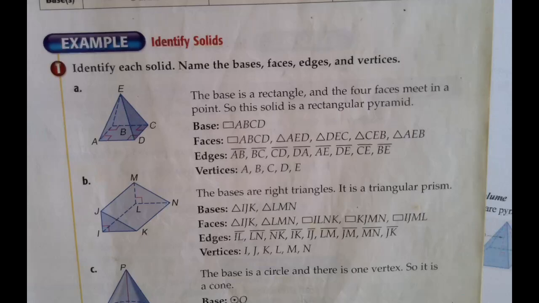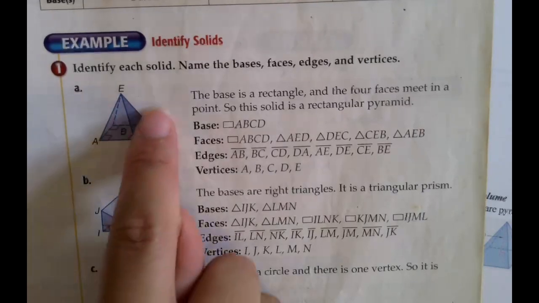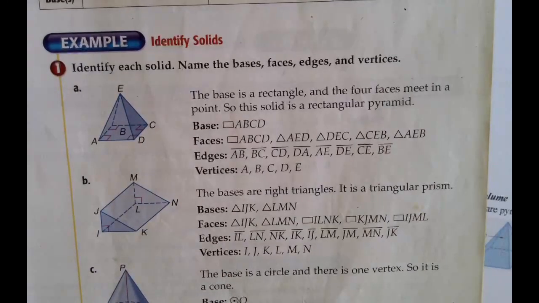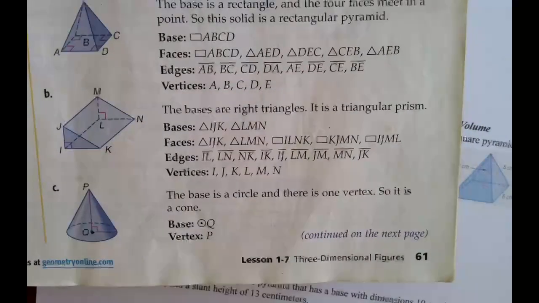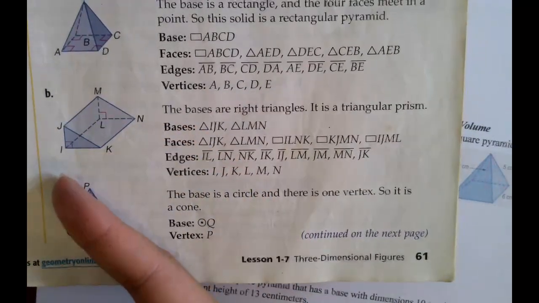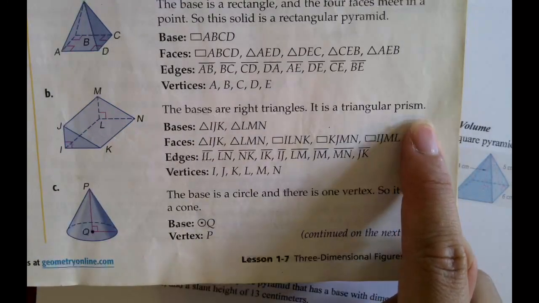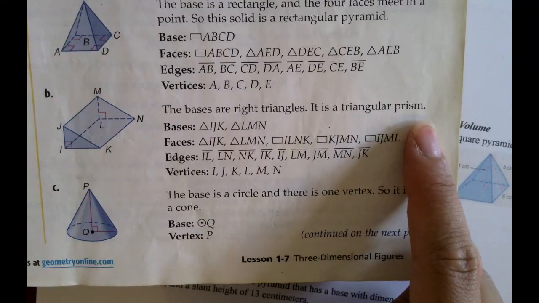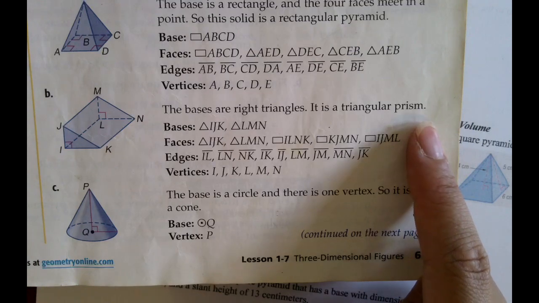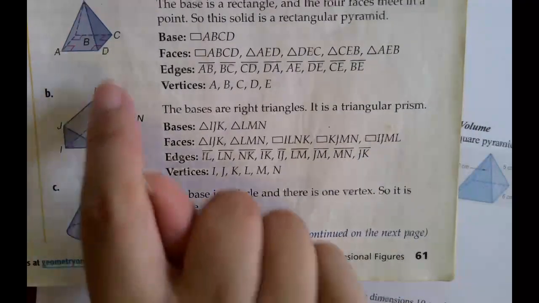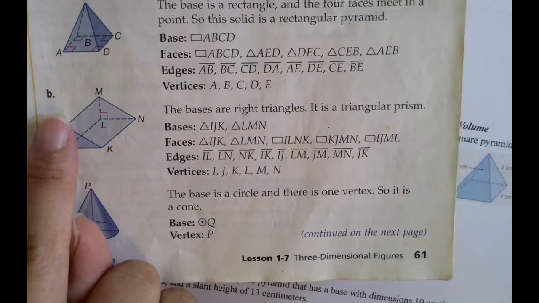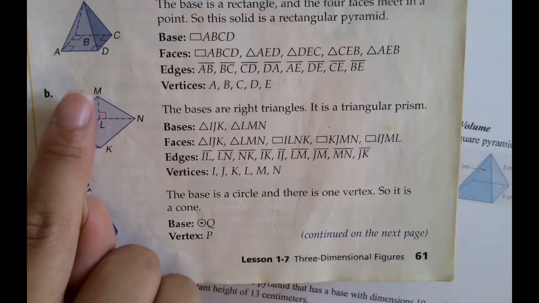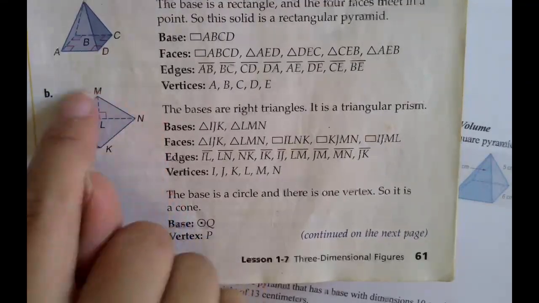And then the vertices, the pointy ends, are A, B, C, D, and E. Okay? For B here, this is a triangular prism. Note that even though the bottom is a rectangle, prisms are named by their bases, which are the parallel and congruent sides. So in that case, that is this and this. So the bases are triangle IJK here and triangle LMN here.